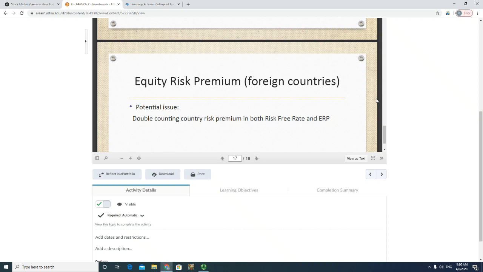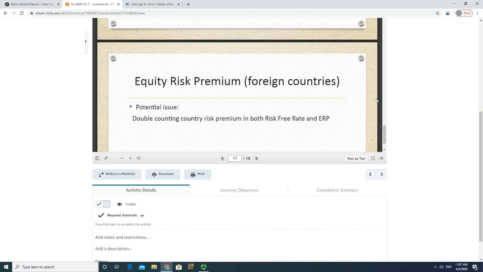So the common mistake that people make here is to double count the country risk premium in both the risk-free rate and ERP, right? Because if you use the foreign risk-free rate plus the foreign equity risk premium, then you double count this foreign country risk premium, which overestimates the required rate of return on a foreign stock and underestimates the price of a foreign stock. So the best practice here is you add this foreign country risk premium in either the risk-free rate or ERP. You don't do both.